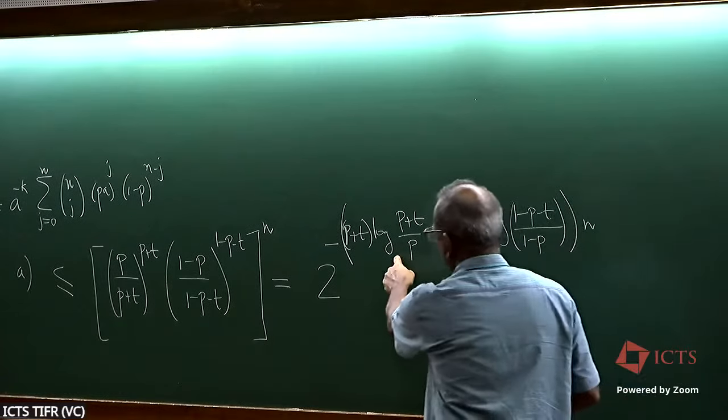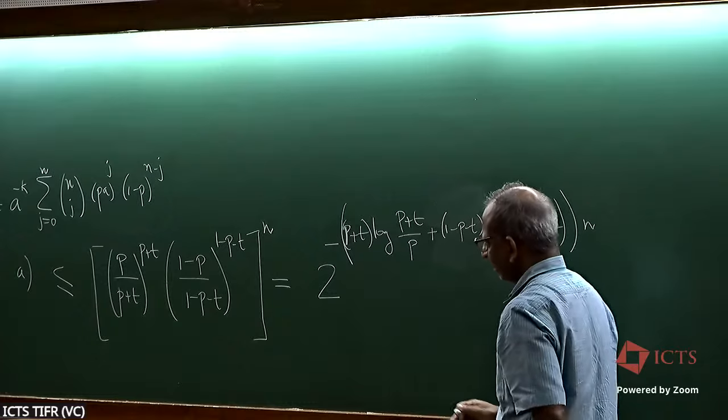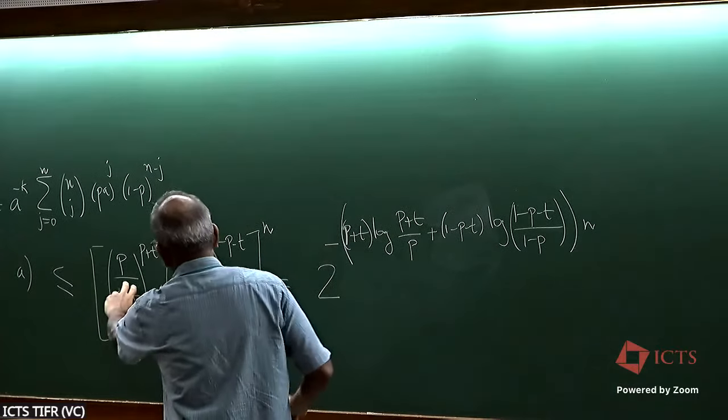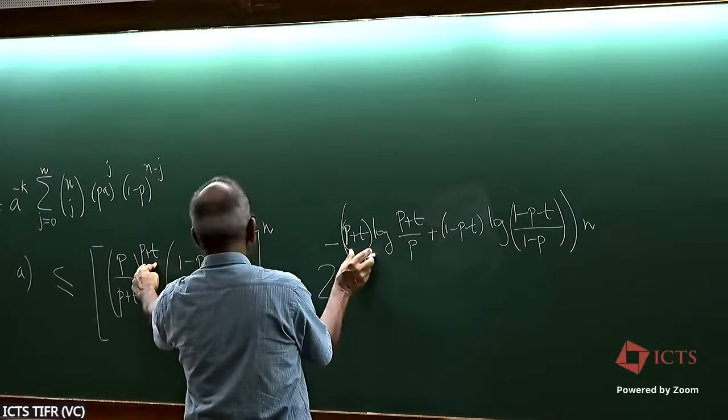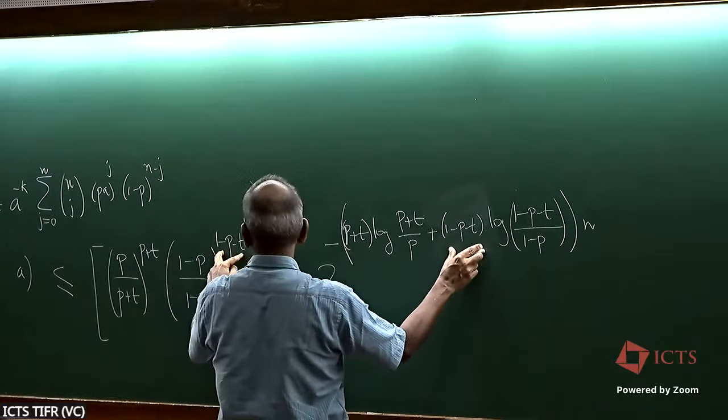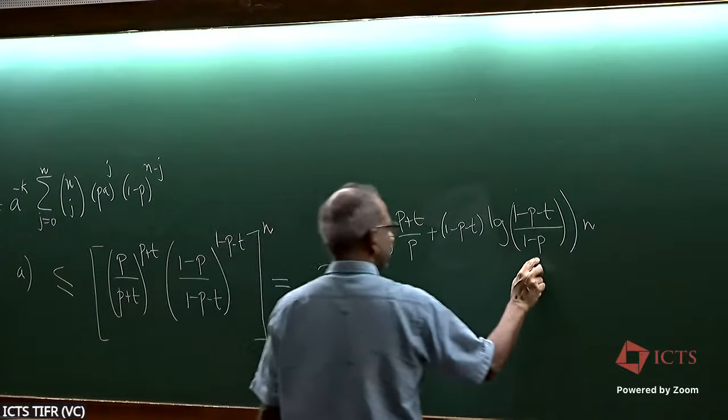My logs are to the base 2. Is it clear? I put a minus sign, so this exponent p plus t over p is here, this exponent 1 minus p minus t is here, and this gets reversed under the log.